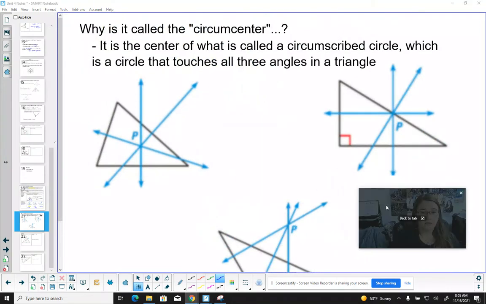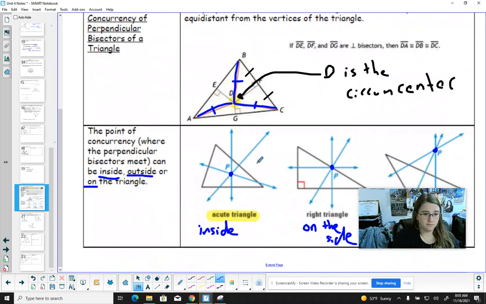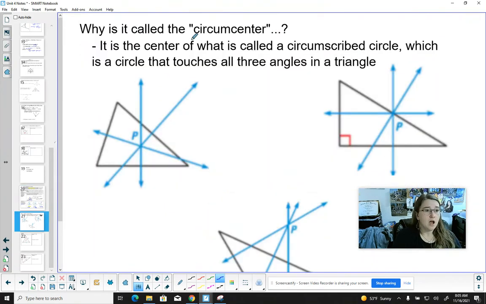So this is not in your notes, but kind of just follow along here. These 3 pictures are just what I copied. They're just these 3 right here. So why do we call it the circumcenter? It's the center of what is called the circumscribed circle. If you've done art before or some 3D design type things, you might know what a circumscribed circle is. It's a circle that touches all 3 angles in a triangle.